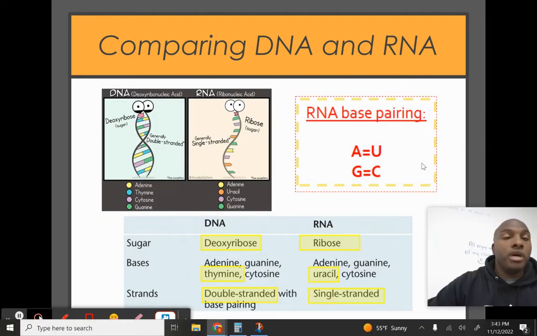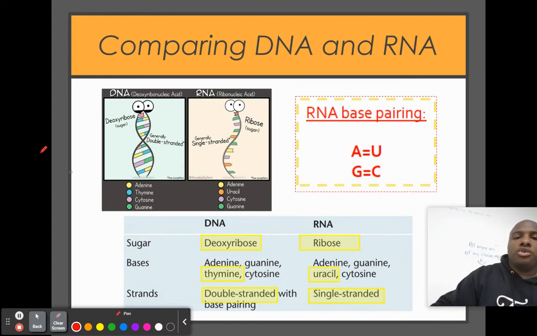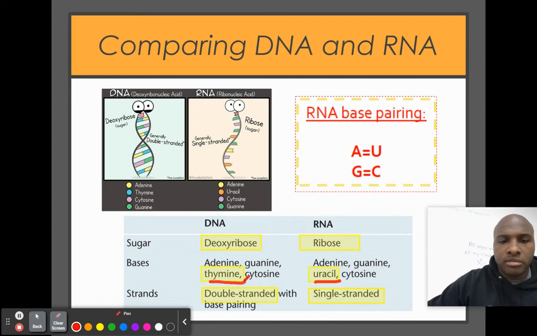Just some more review notes for you. Remember our base pairing rules when it comes to DNA and RNA. There is no thymine shown here in the table. There is no thymine in RNA. That now becomes replaced with uracil. So uracil replaces thymine. That's what we're stuck with, right? Uracil in RNA. And RNA is that single strand, not a lovely double strand like you get in DNA.